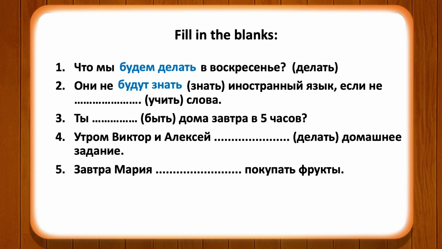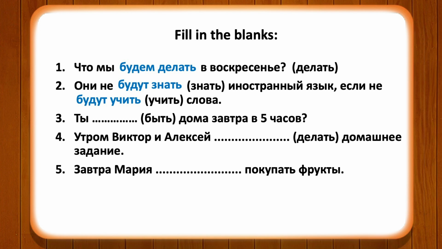So, если не будут учить слова. The sentence means they would not know a foreign language if they don't learn the words. So, они не будут знать иностранный язык, если не будут учить слова. So, in both the places, the auxiliary verb быть is conjugated according to the pronoun они, followed by the respective verb in the infinitive form.